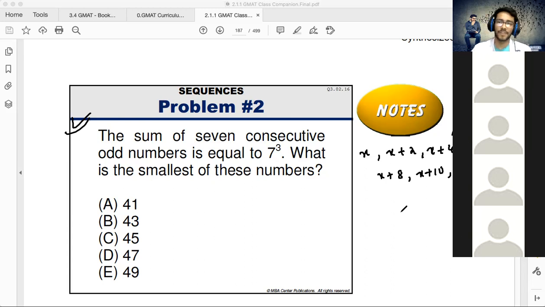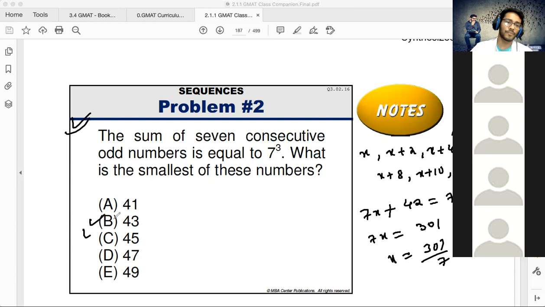Sum, add the sum. How much will it be? 7x plus 2 plus 4, 6, 6 plus 6, 12, 12 plus 8, 20, 20 plus 10, 30, 30 plus 12, 42, is given to be 7 cube. How much is 7 cube? You should remember, 343. So 7x equals 343 minus 42, 301. So x equals 43. Correct? Smallest number is 43.